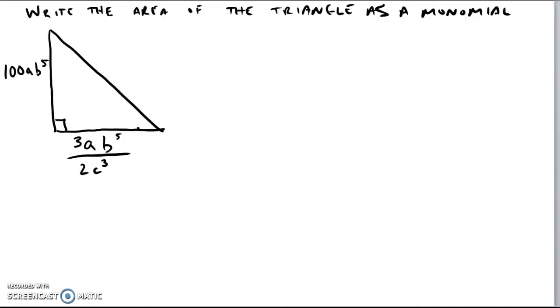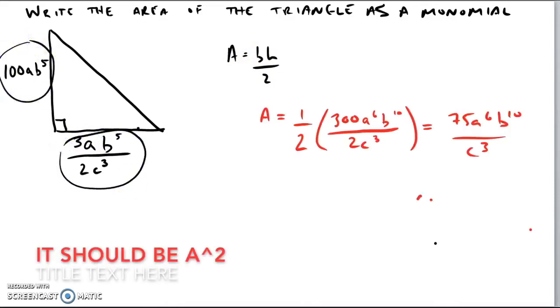So when you write this as a monomial, use your exponent rules that we covered in class. But don't forget, you're finding the area of a triangle. So do base times height divided by 2. In other words, multiply these, and then multiply it by 1/2. And this should be your final answer.